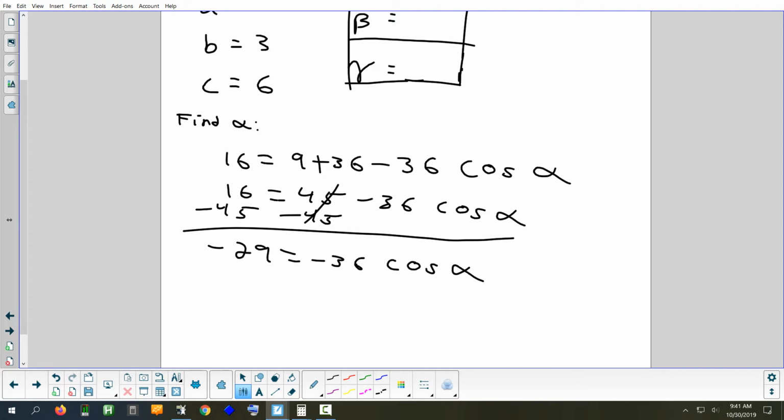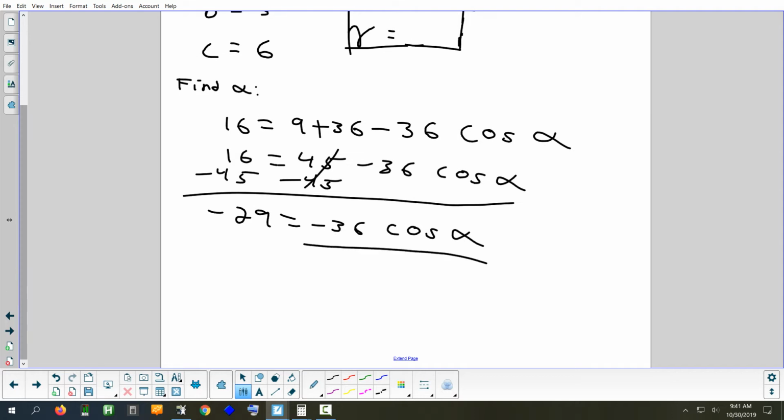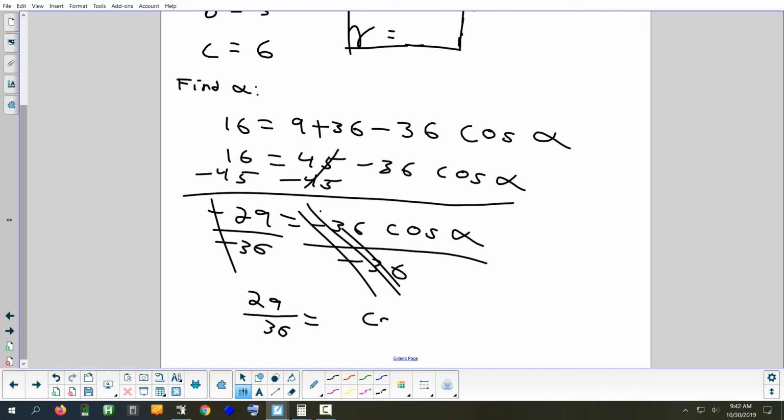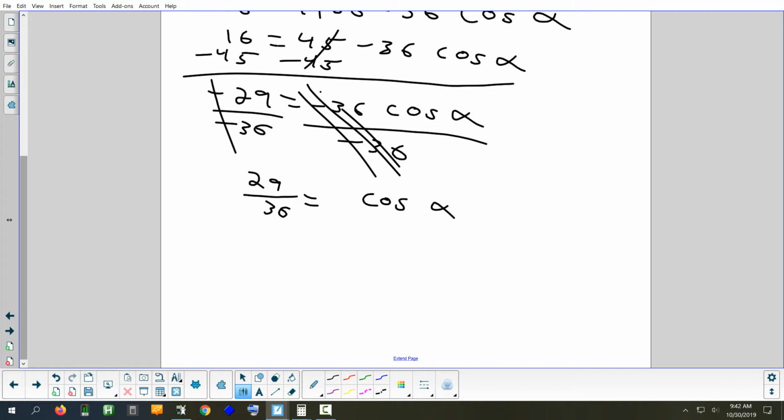Okay. 2 steps. But Justin, what's my second to last step? Divide both sides by negative 36. Perfect. Divide by negative 36. Those are all gone. Negatives are also gone there. And look, the bigger number is in the bottom. That should always happen. It should just happen on its own. Okay. So 29 over 36 equals cosine alpha. And Alex, what's my last step?